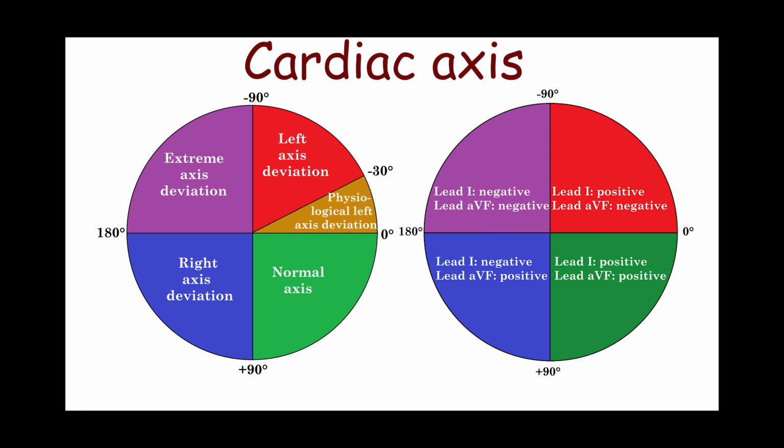So, if the QRS complex is positive in both leads 1 and AVF, there is a normal cardiac axis. If the QRS complex is positive in lead 1 and negative in lead AVF, there is left axis deviation. In right axis deviation, the QRS complex is negative in lead 1 and positive in AVF. If the QRS complex is negative in both leads 1 and AVF, there is extreme axis deviation.